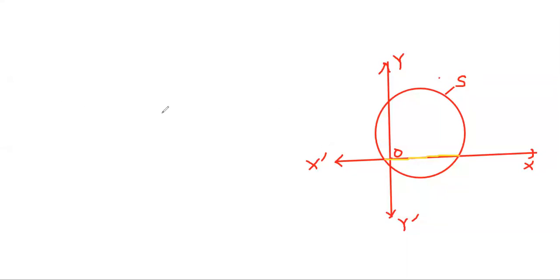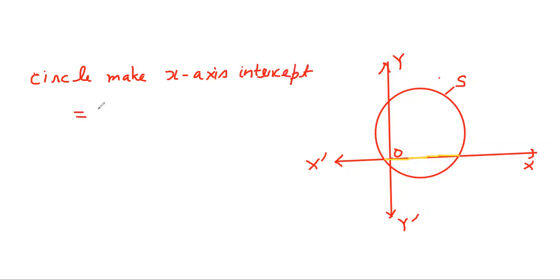The circle makes an x-axis intercept, and this will be equal to what? 2 times under root g square minus c.